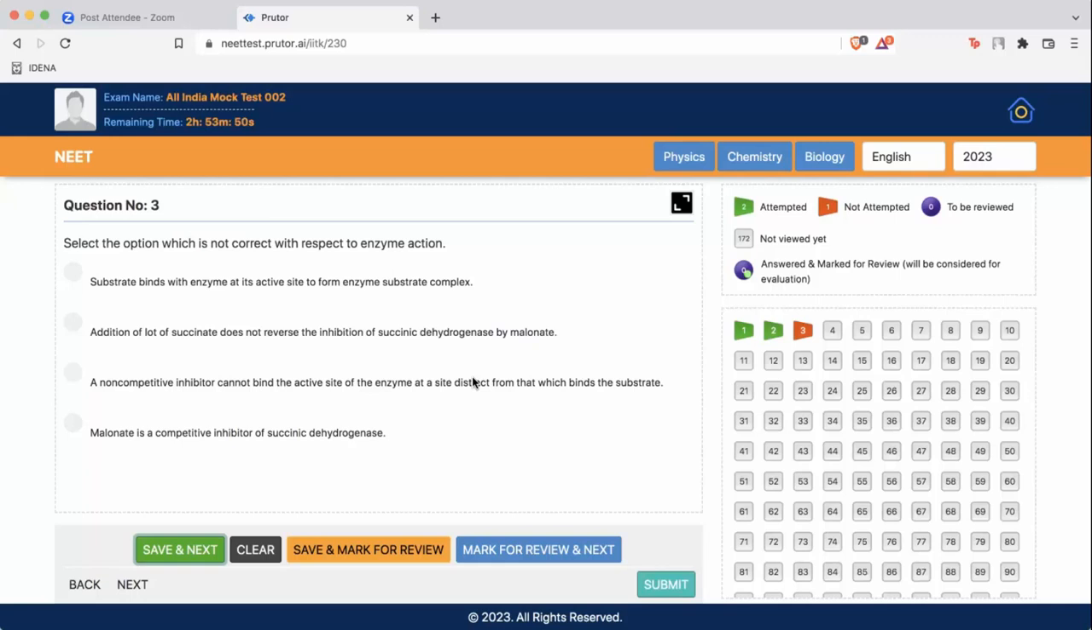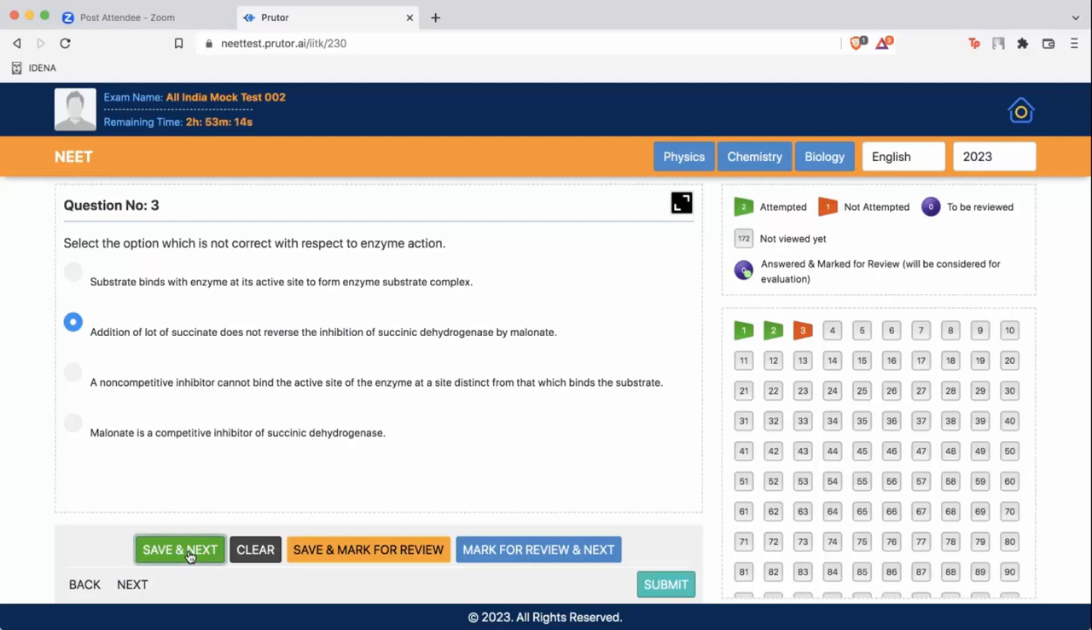Wait, what? A non-competitive inhibitor cannot bind the active site of enzyme, at a site distinct from that which binds the substrate. Okay, malonate is a competitive inhibitor. A non-competitive inhibitor binds to a site other than the active site and inhibits it, but cannot bind the active site. I think this one is correct, because addition of a lot of succinate does reverse the inhibition, because it's competitive, right?